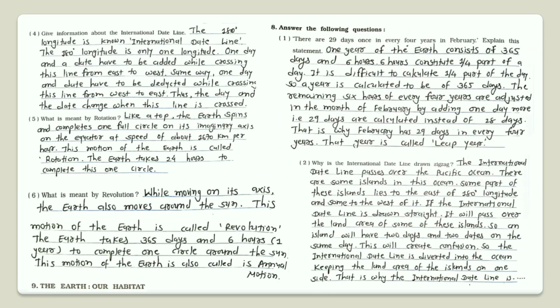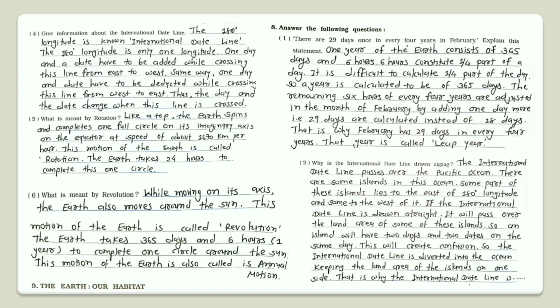Fourth number, give information about the international dateline. So the 180-degree longitude is known as the international dateline. The 180-degree longitude is only one longitude. One day and a date have to be added while crossing this line from east to west. In the same way, one day and date have to be deducted while crossing this line from west to east. Thus, the day and the date change when this line is crossed.